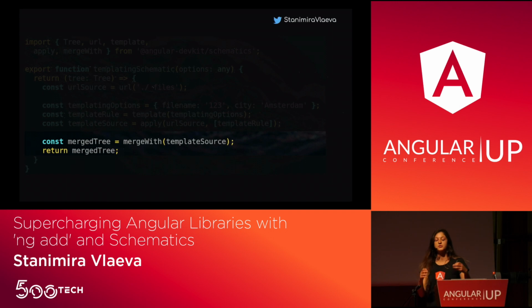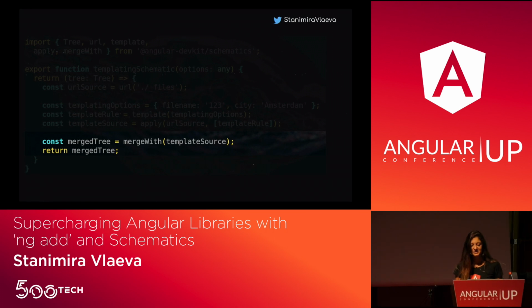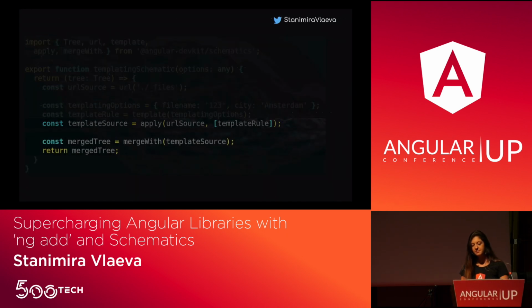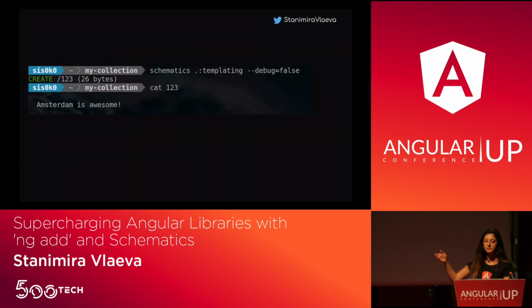And finally, we use merge with, and this is the most magical part. What do we merge with? We merge with the tree that we have in this function. So we have a tree, and we merge with it. And this was the trickiest part for me to get. We have merge with, a function which takes a single argument, and I didn't have any idea what I'm merging with at this point. But the idea is that we have the tree, the file system that we're executing on, and we merge that file system with the template source, which is already replaced. And when we execute that, we will get a file.